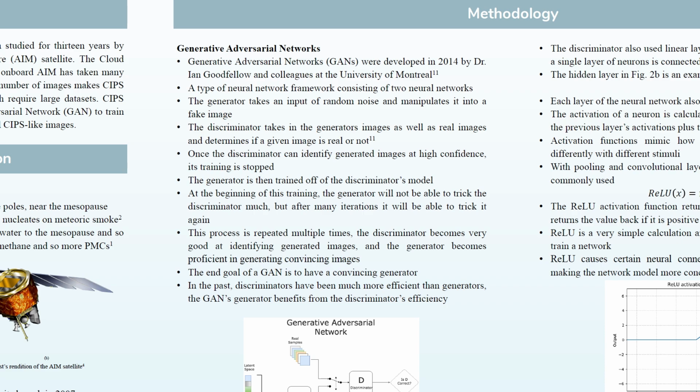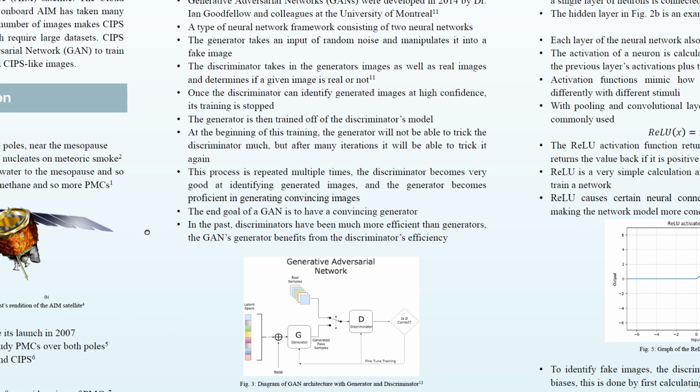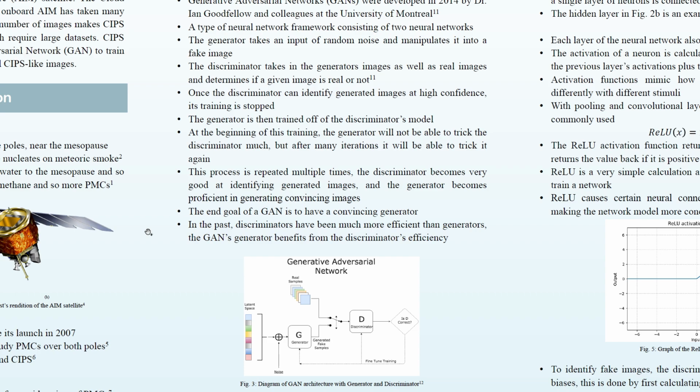which was quite fun. This neural network framework consists of two neural networks that actually kind of compete against each other. One is a generator, which takes in just random noise, just random data, and manipulates that data into looking like a real image. Of course, it's not actually a real image, but it tries to make it look like a real one. The other network is called the discriminator, and that takes in generator images as well as real images and determines if a given image is real or not. So the generator will make fake images, the discriminator will take those fake images as well as real images, and it'll learn to distinguish between the two.